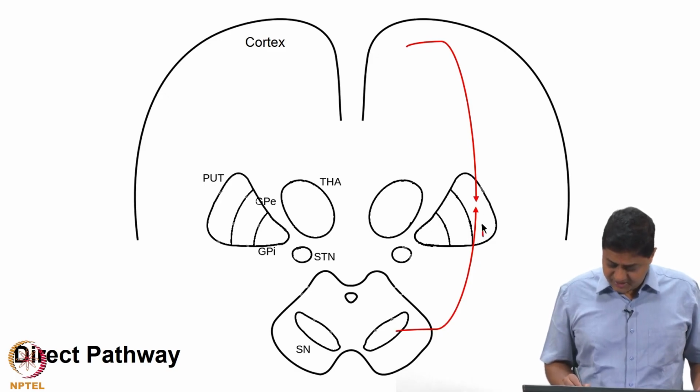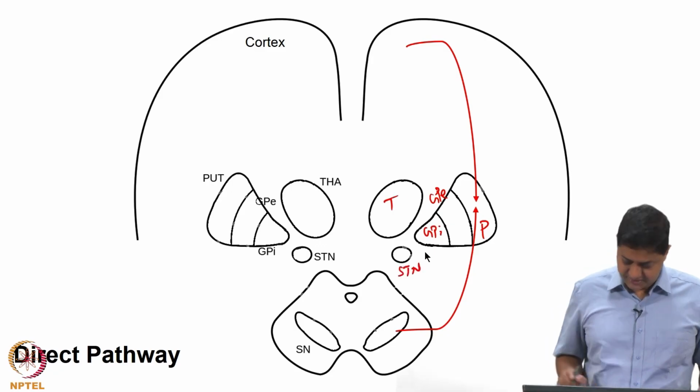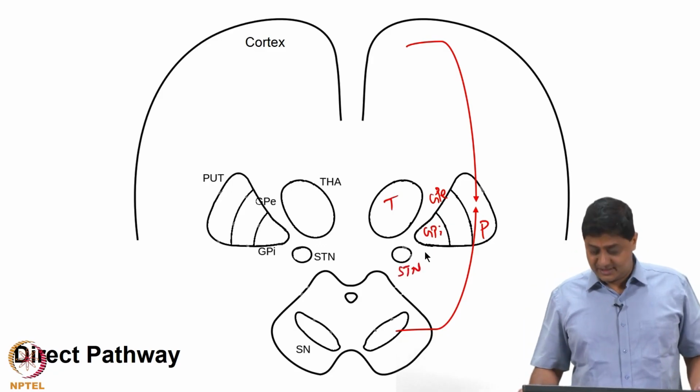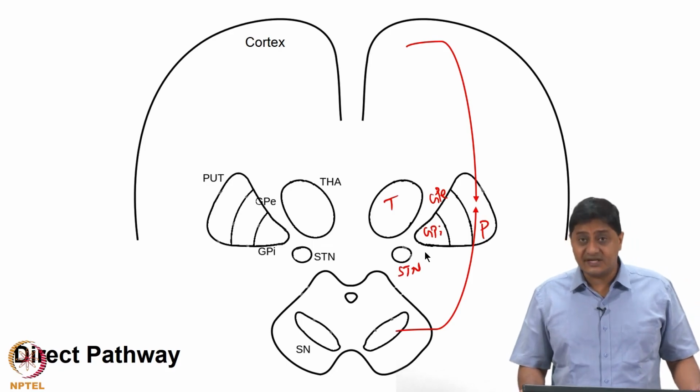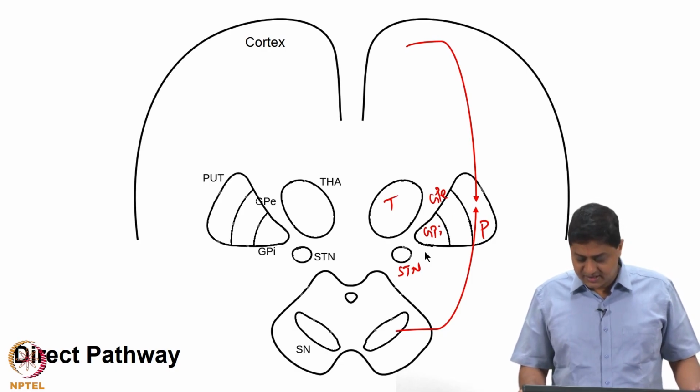In this case the putamen is taken as a striatum. This is putamen, this is GPE, and this is GPI, this is thalamus, this is subthalamic nucleus, right. So, the red connections here refer to excitation, and the blue connections and the blue arrow marks here refer to inhibition, all right.